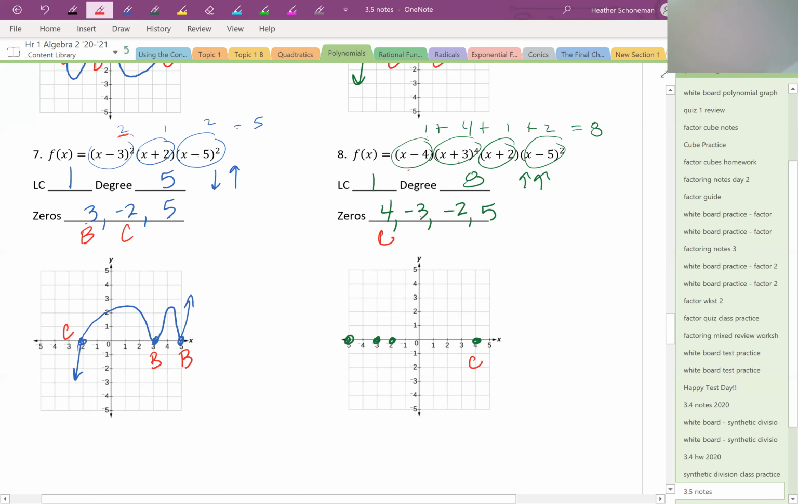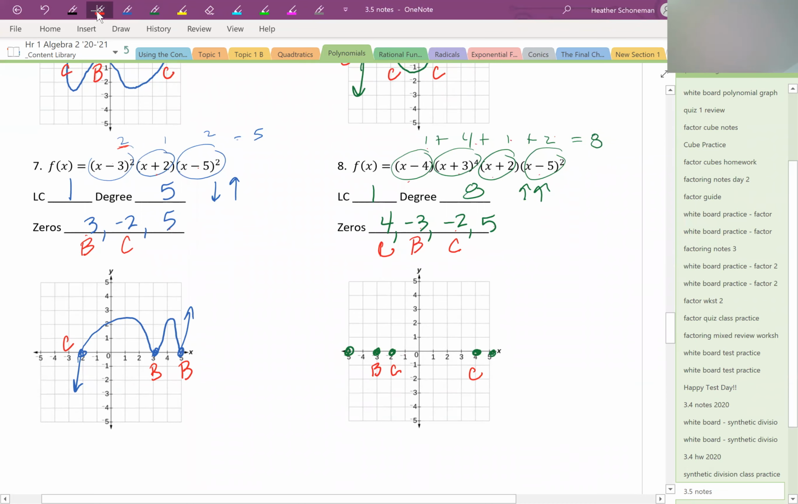The -3 occurs 4 times. That's even. So I'm going to bounce at the -3. Oh, I'm missing a dot. No wonder I'm confused. There we go. The -2 occurs 1 time. That's odd, so it's going to cross at -2. The 5 occurs 2 times, so it's going to cross here. Oh, excuse me. 2 times is even. Oh, now my pen's all weird.